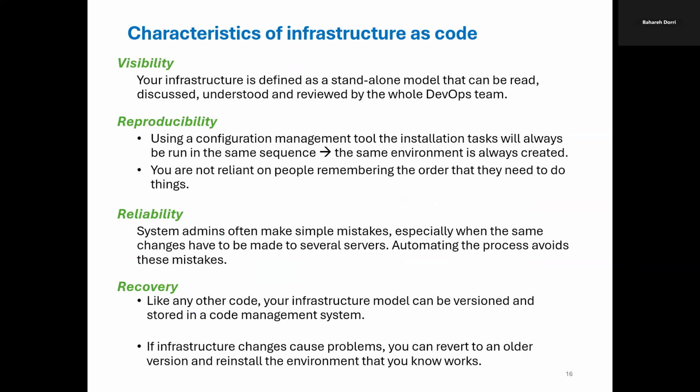Now let's walk through some of the key benefits of using infrastructure as code and why it's become such a best practice in DevOps. First of all, visibility. When your infrastructure is defined in code like a model, it's no longer stuck in someone's head or hidden away in random scripts. It's clear, shareable, and version controlled. That means everyone on the DevOps team can read it, talk about it, understand it, and give feedback. It's transparent, just like good software design.